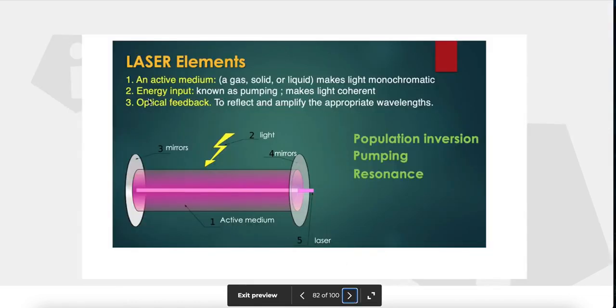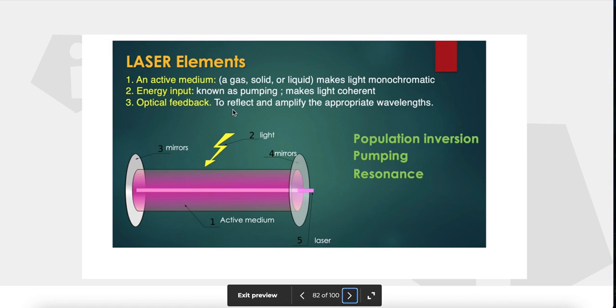So here are again the laser elements. It consists of an active medium like a gas or solid or liquid, which makes the light monochromatic, and a source of light, or what's called pumping energy input, that will cause stimulation of the atoms present in this medium. This will cause what's called population inversion, in which more electrons are going from the unexcited state to the excited state, or traveling from the ground to a higher level.